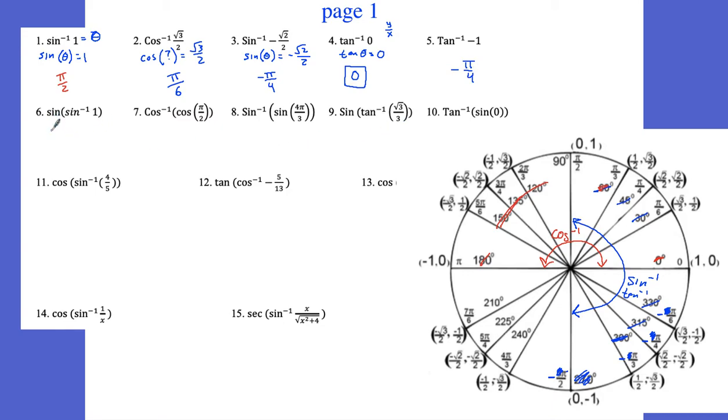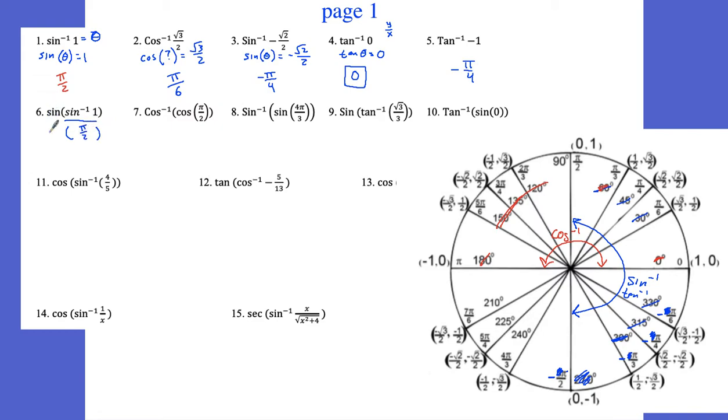All right, now we're getting into our compound trig functions. So with these, like 6 through 10 here, what we have to do is work the inside, follow the order of operations, and work the inside problem first. So first we think, all right, inverse sine of 1. We're looking for an angle where the y value is 1. That'd be pi over 2. So inside the parentheses here, we've got pi over 2.